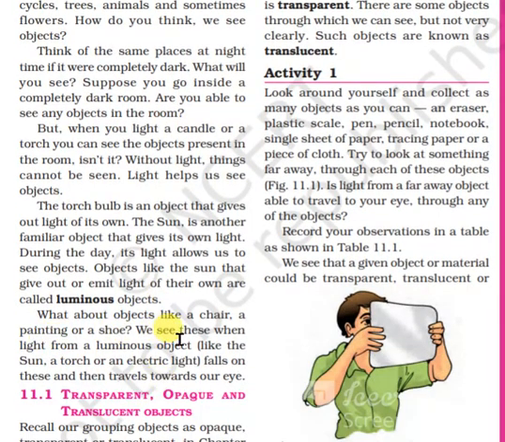What about objects like a chair, a painting, or a shoe? We see these when light from luminous objects like the sun, a torch, or an electric light falls on these and then travels towards our eyes.